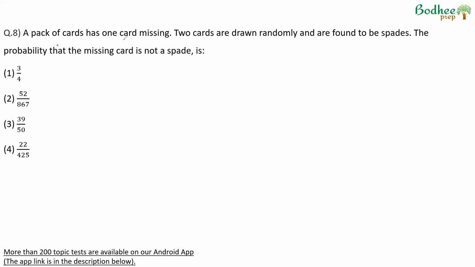A pack of cards has one card missing. 2 cards are drawn randomly and are found to be spades. The probability that missing card is not a spade. Now, if I have to draw out a spade, 2 cases are possible. One is spade is missing, and then we draw out a spade or draw 2 spades.